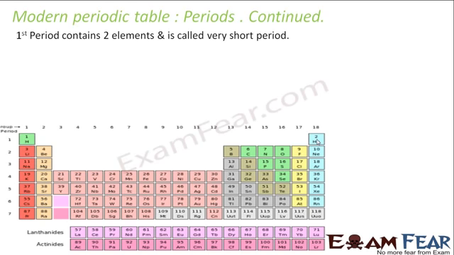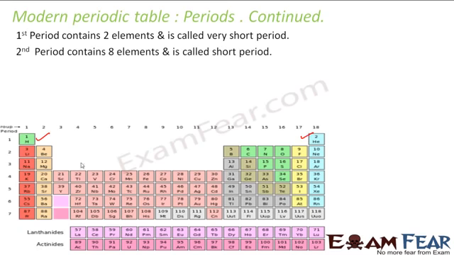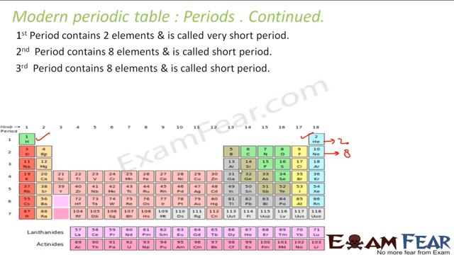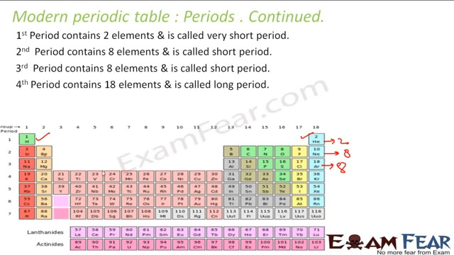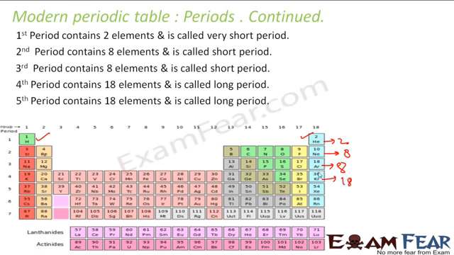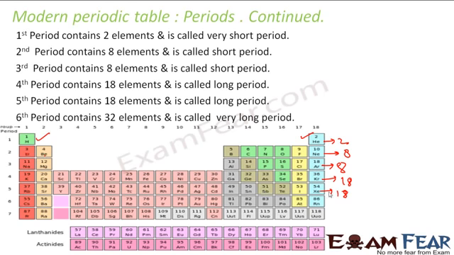We'll see this. The first period has only 2 elements, hydrogen and helium, and it's called the very short period. The second has 8 elements, lithium, beryllium, boron, carbon, nitrogen, oxygen, fluorine, neon. It's also called short. Similarly, the third one, sodium, magnesium, aluminum, silicon, phosphorus, sulfur, chlorine, argon, also has 8, also called short. And then we have a long one, that is 18, and this one also has 18, right? This one has 32.